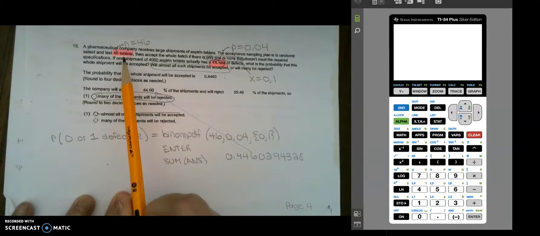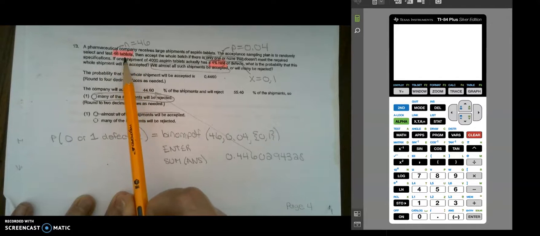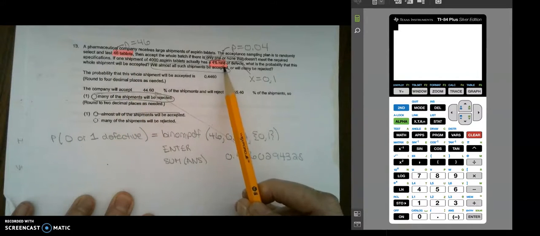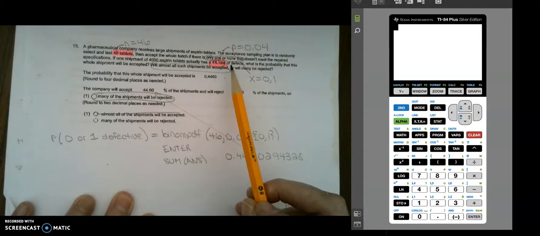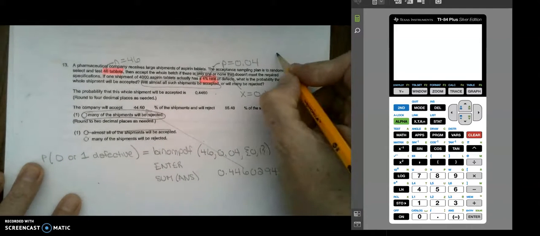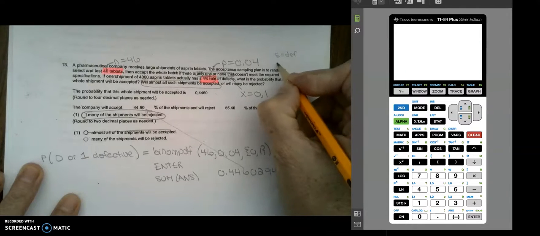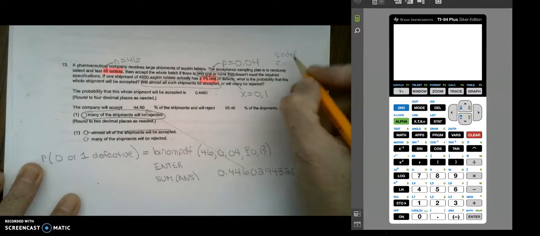Okay, so the first thing I would do is find n. N is how many in our sample. How many trials do we have? There's 46. The two outcomes would be either they're defective or they're not. So I'm going to say success is that it's defective because it doesn't mean it's a good thing. It just is what they're asking for. And failure would mean that it's not defective.